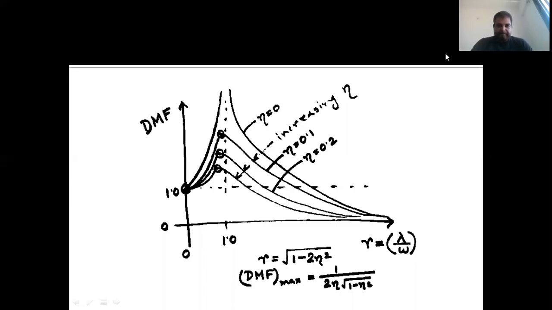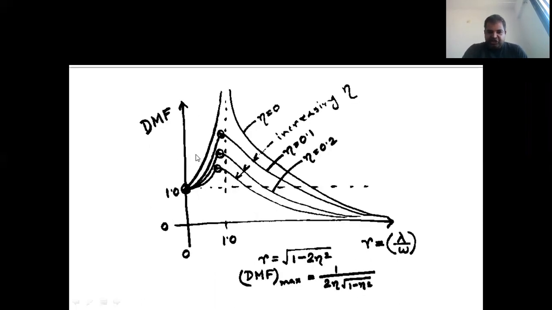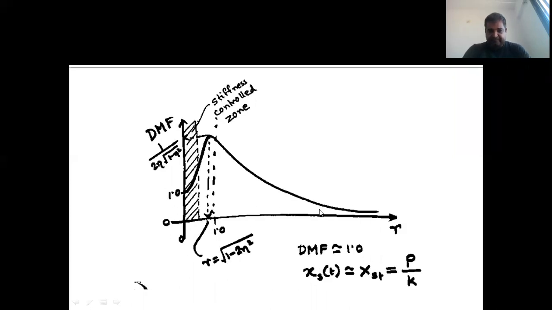So we've seen how to develop the DMF versus frequency ratio curve for various values of damping for forced vibration with harmonic excitation. Now let us understand where we are going to use this particular curve. If I plot any curve like this, you can see this is my DMF versus R.